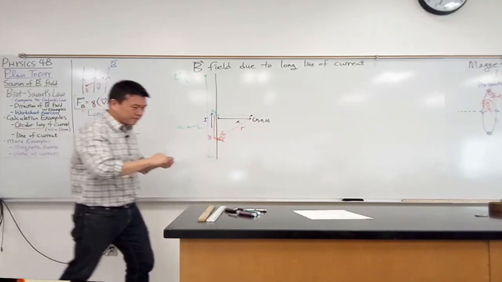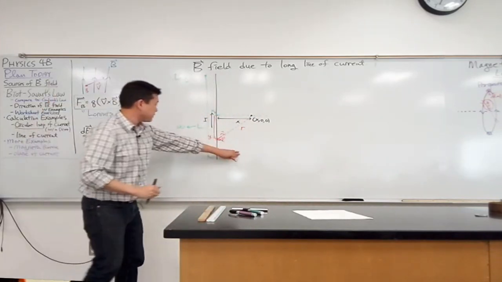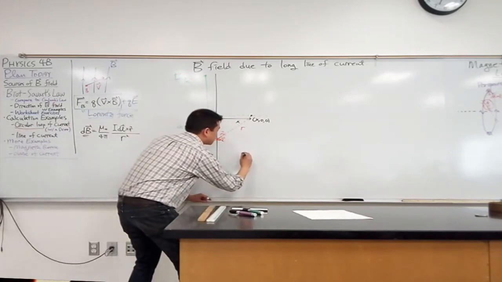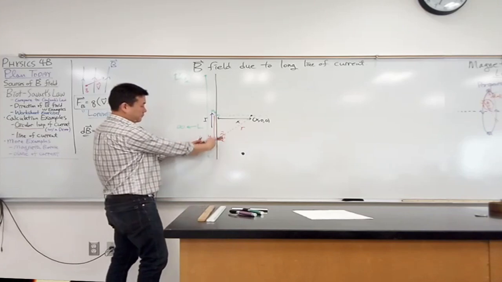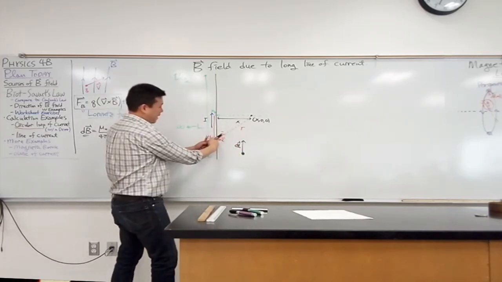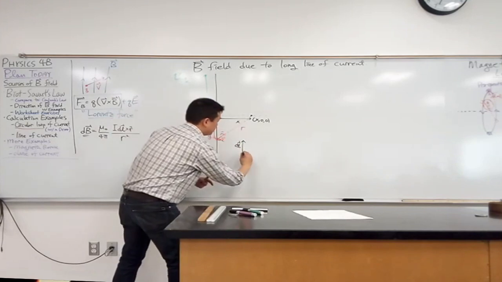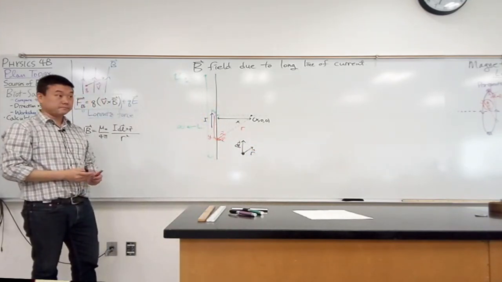It's kind of hard to see all these vectors cramped into that tiny space, so let me draw a bigger one here. So just using this dot to anchor all the vectors, my dl vector points up. This is my dl. And my r hat vector goes in this direction. This is my r hat. Good?